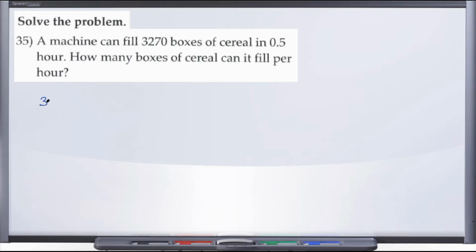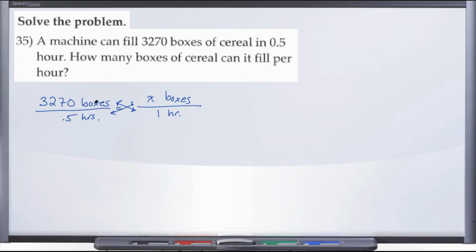So we'll say 3,270 boxes are filled per 0.5 hours. And they want us to tell them how many boxes of cereal can be filled per hour. So we don't know how many boxes we can fill in an hour, so that's X over, well, how do we represent 1 hour? Well, just one, right? 1 hour. And now that we have our proportion set up, we can cross multiply.